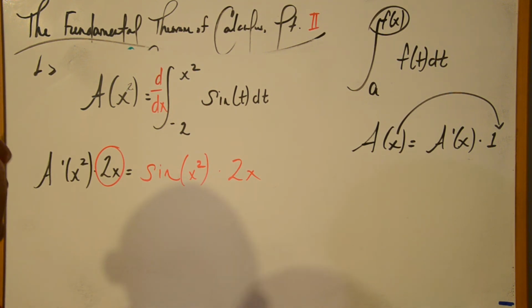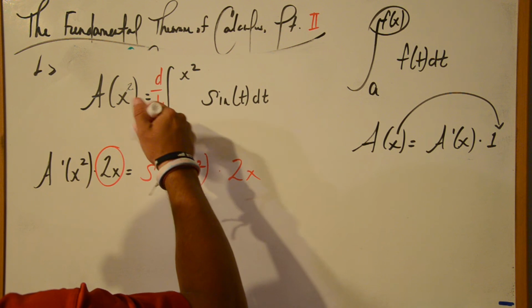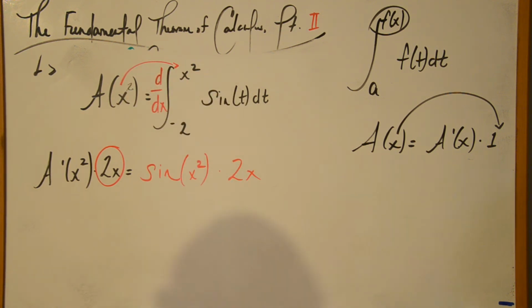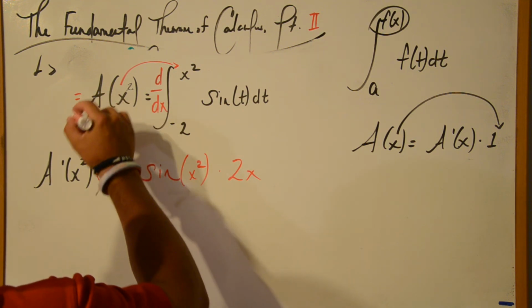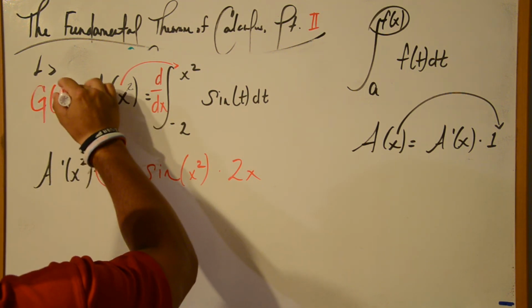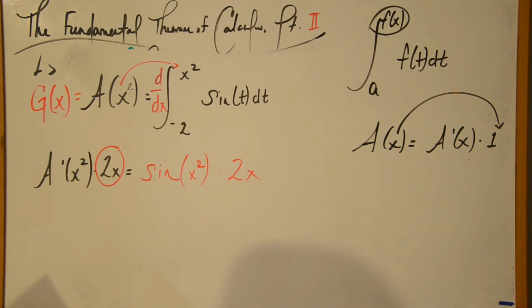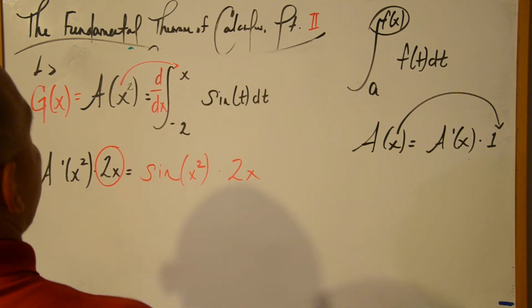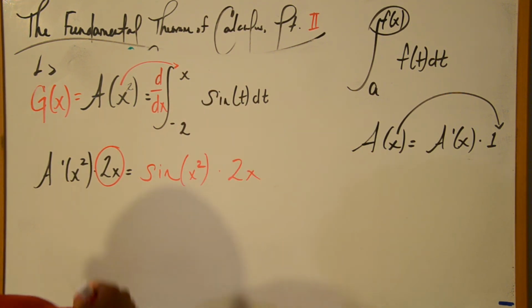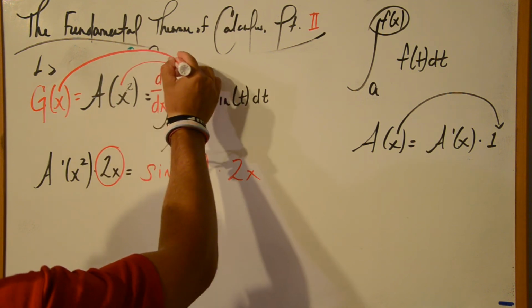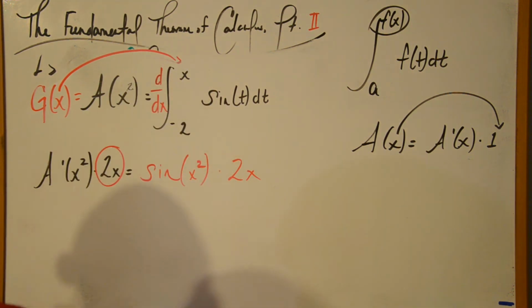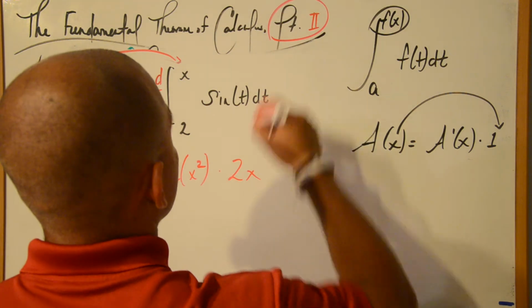Now, what we can do, rather than assume this automatic substitution, is we can redefine these functions. So, let's say that we had really written this as g of x was equal to A of x squared, which was equal to the integral from -2 to x squared of sine of t dt, right? So this allows us to go back to how the fundamental theorem of calculus is really built.